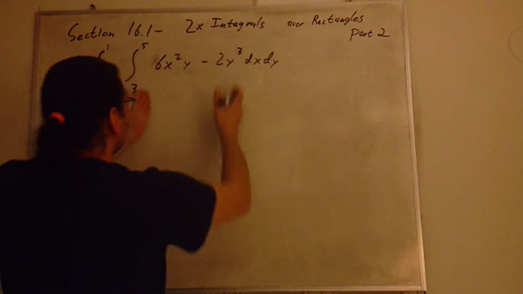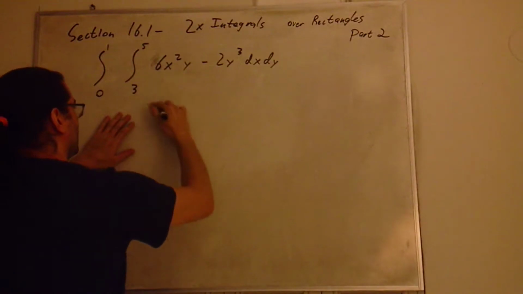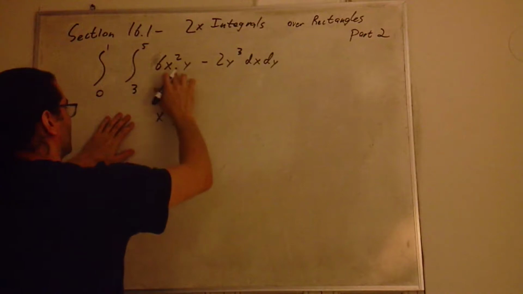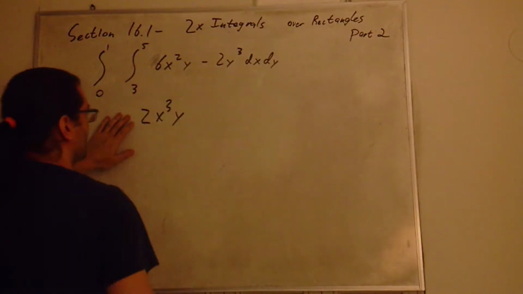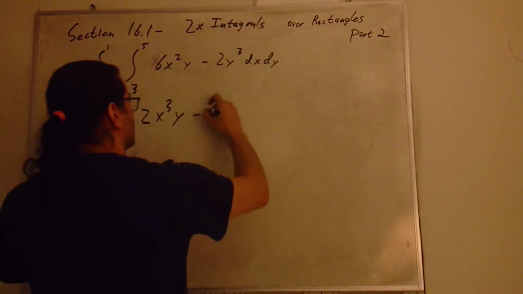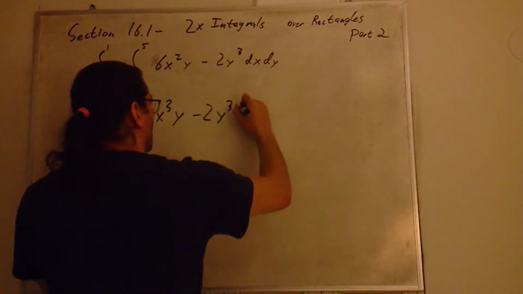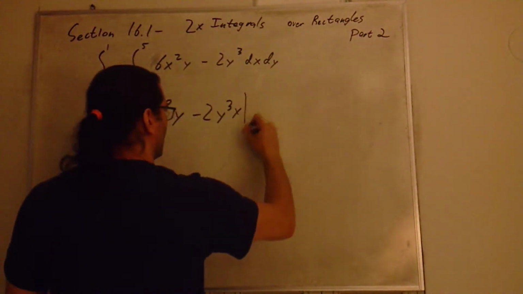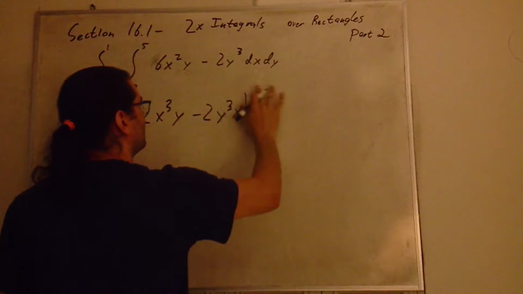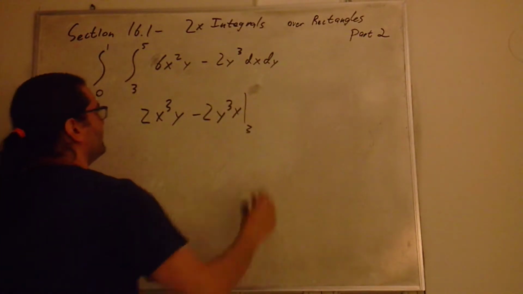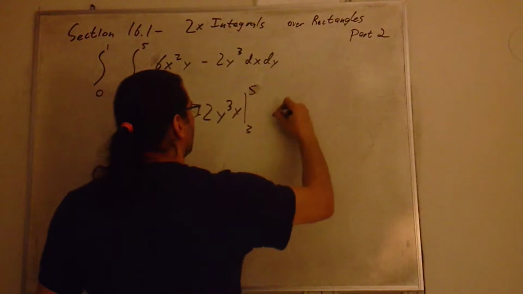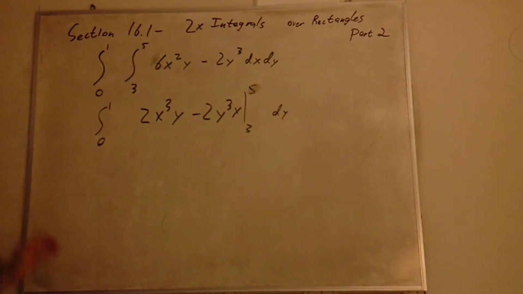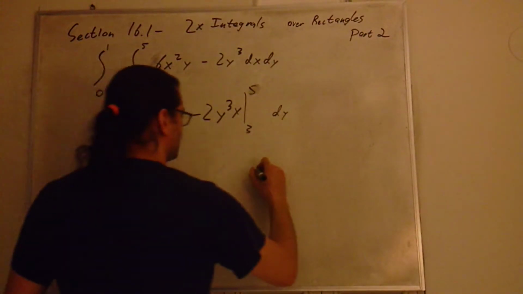So the antiderivative we're going to get here should probably be x squared to x cubed. The y hangs out. I'm going to divide this by 3, so there'll be 2 left, minus, this is just a constant, so 2y cubed x. This is the antiderivative. I'm evaluating from 3 to 5. Ooh, 5 cubed? Yeah, we can do 5 cubed. That's fine. The dy and the first integral symbol are just going to hang out. Nothing changes there. So I'm just going to rewrite those.